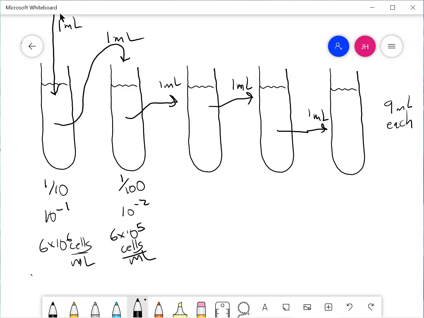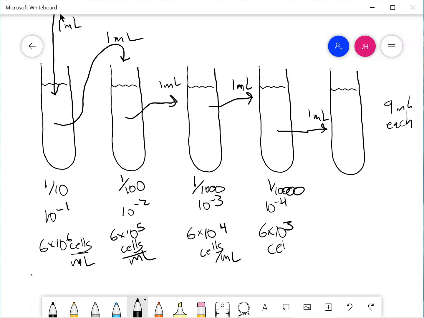So the concentration in our 1 to 1,000, or 10 to the minus 3, is going to be 6 times 10 to the 4th cells per milliliter. In our 1 to 10,000, or 10 to the minus 4, it is 6 times 10 to the 3rd cells per milliliter. And last, this would be a 1/100,000th dilution, or 10 to the minus 5th, and that's 6 times 10 to the 2 cells per milliliter.